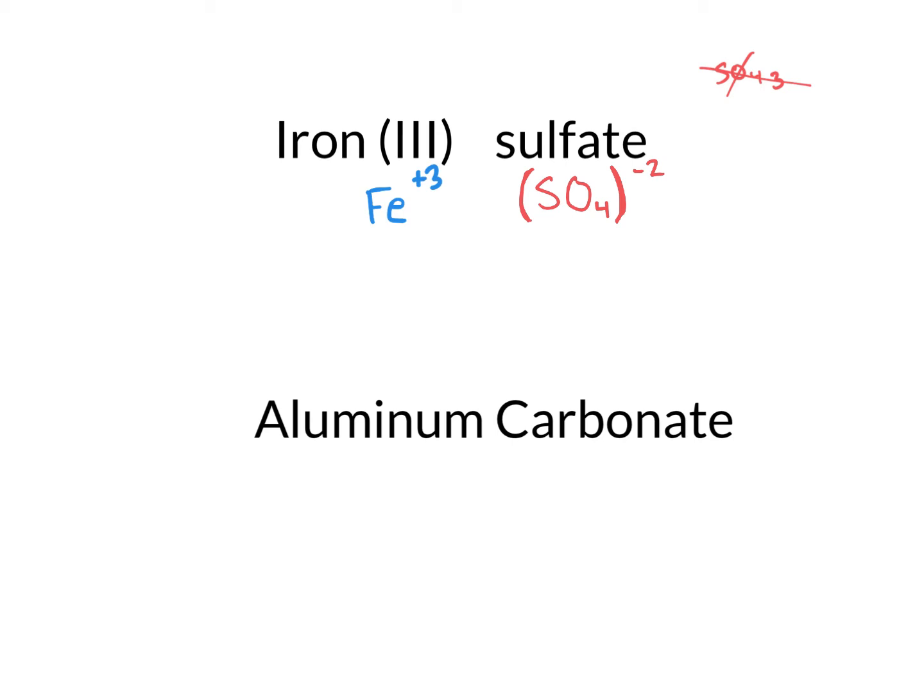From this point, we just do crisscross like we already know. This 3 is going to go right there, no charge. This 2 is going to go right there, no negative sign. And so we have Fe2(SO4)3. That is the correct chemical formula. Note, everything on the inside of that parentheses is left alone. We don't change it. Okay, let's go on to the next example.